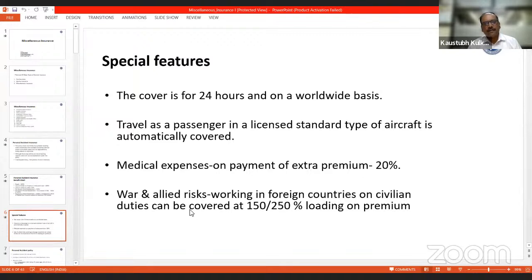Medical expenses, yes, additional coverage will be there by paying extra premium. War and allied perils, working in foreign countries on civilian duties, can be covered by way of loading of the premium. So here, in case of personal accident policy, when we are going for the exclusion, war and allied risks are excluded. But the special feature is that whenever any person is working in foreign countries on a civilian duty, those can be covered, but by paying additional premium.